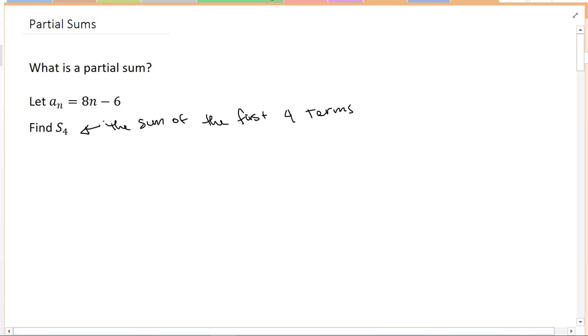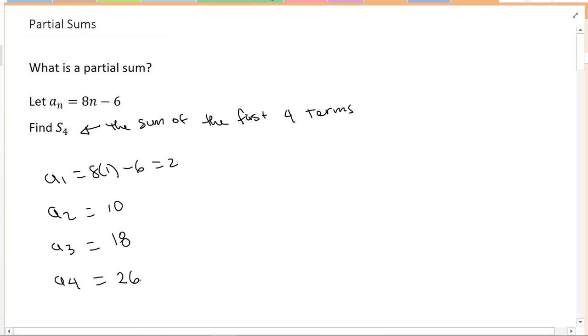So let's find the first 4 terms. a sub 1 would be 8 times 1 minus 6, which is 2. From here we can just see that the common difference is 8, right? So a sub 2 is going to be 10, a sub 3 is going to be add 8, so 18, and a sub 4 is going to be add 8 again, so 18 plus 8, which will be 26. So those are the first 4 terms.